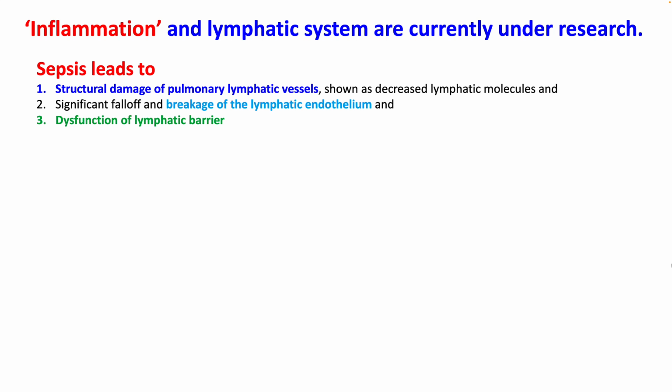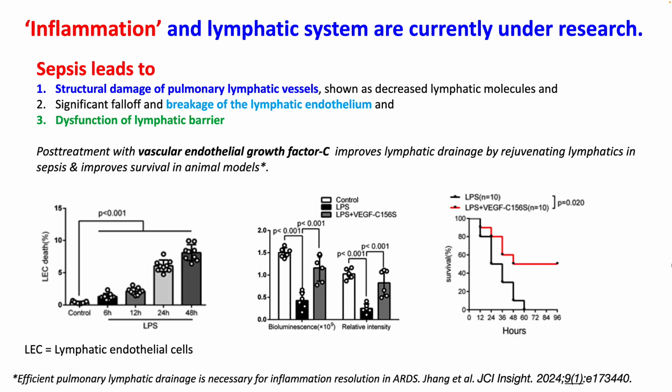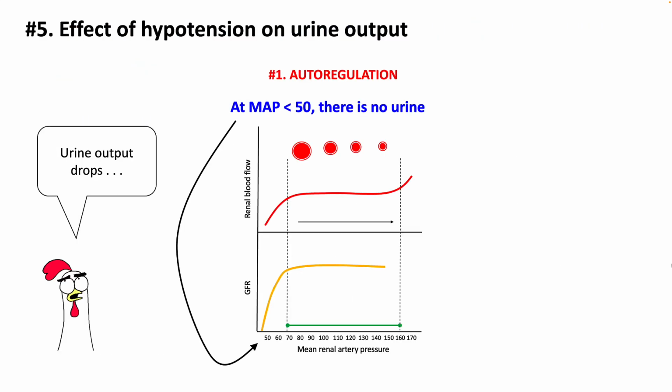Lymphatic system in inflammation is an area under research at this point of time. What we know so far is that sepsis leads to structural damage of pulmonary lymphatic vessels and breakdown of lymphatic endothelium, and your lymphatic barrier is dysfunctional. One of the interesting studies that came out was on vascular endothelial growth factor C, which improves the lymphatic drainage by rejuvenating lymphatics in sepsis, and this showed some improvement in survival in animal models.